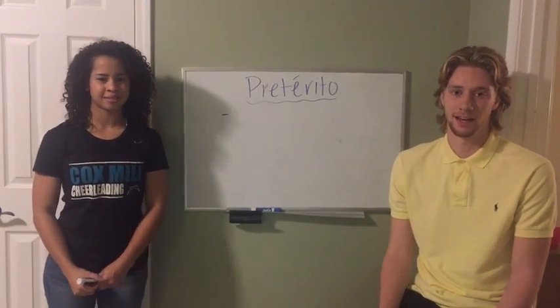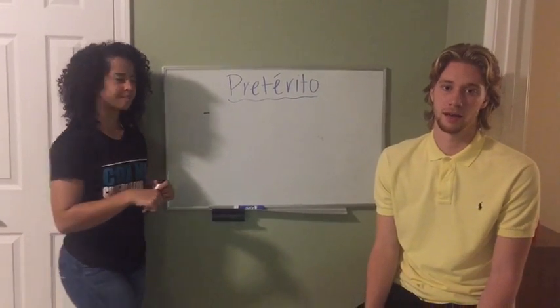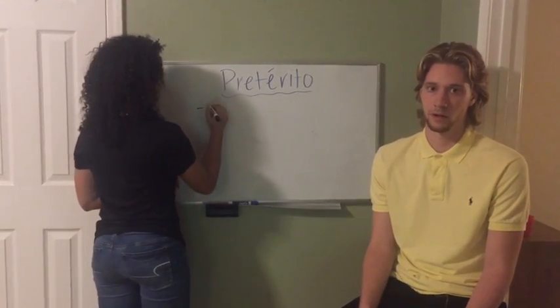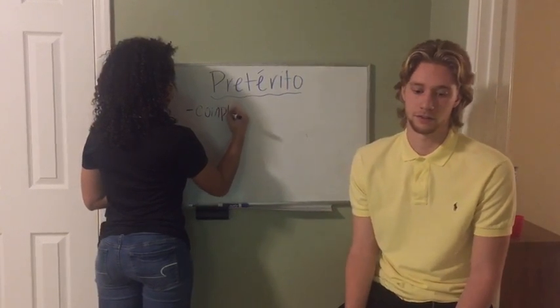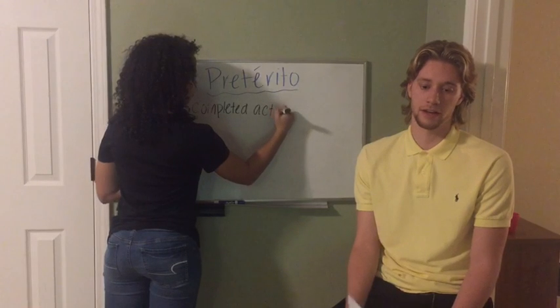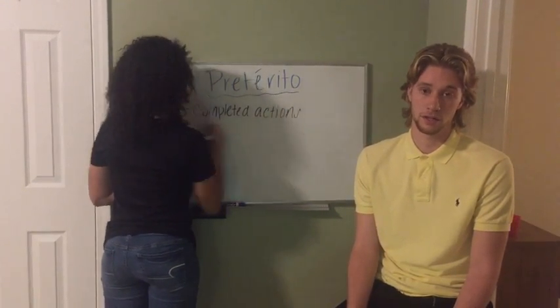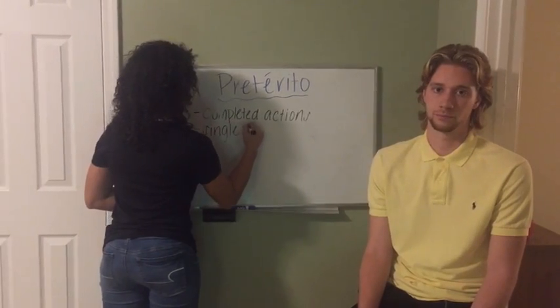I'm Michaela. And I'm Caleb, and today we'll be teaching the Spanish grammar concept of preterite. Preterite is used to refer to four main things: completed actions, single events, series of events, and interrupting actions.